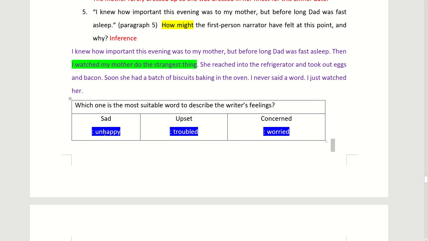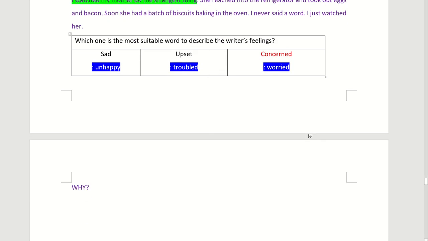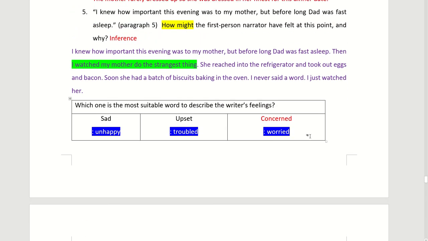Is she unhappy? Or sad? No. Is she upset? Troubled? No. How does she feel? She feels concerned. Right? She's concerned about her mother because her mother dressed up. Okay? And she was looking forward to this dinner date, but the dad fell asleep. Okay? So the most suitable word is concerned. Why does she feel concerned?